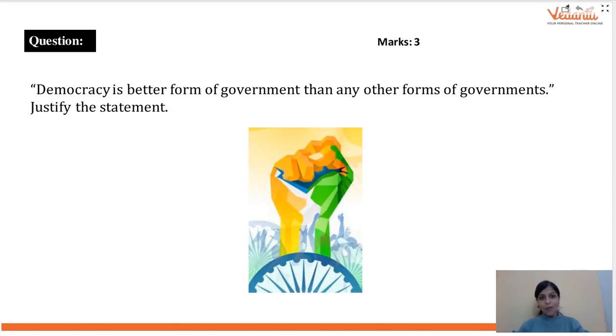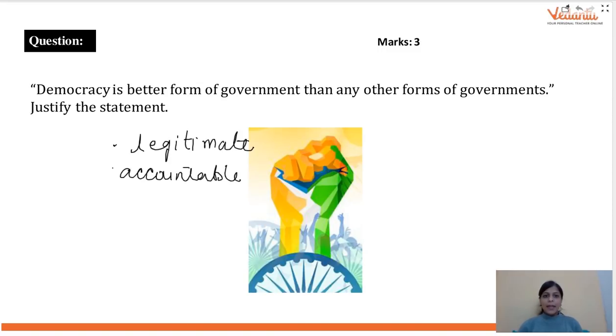Okay, let's see how we can justify that democratic government is better than its other alternative forms. Why? What do you think are the basic examples? Is it legitimate? Yes, it is a legitimate government. Is it accountable, the one we talked about? Yes, it is accountable. Then it is responsive.